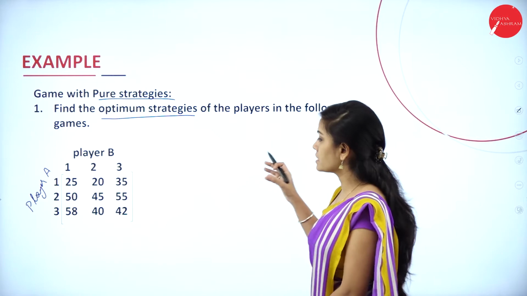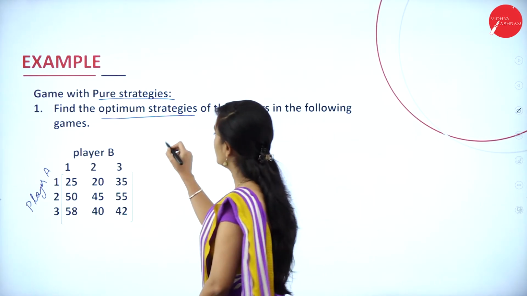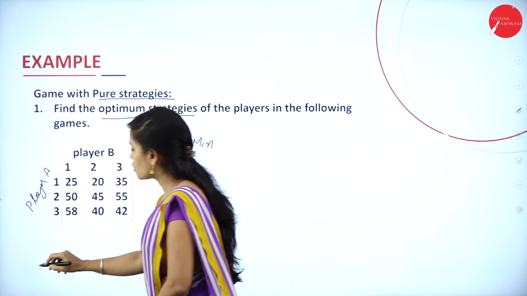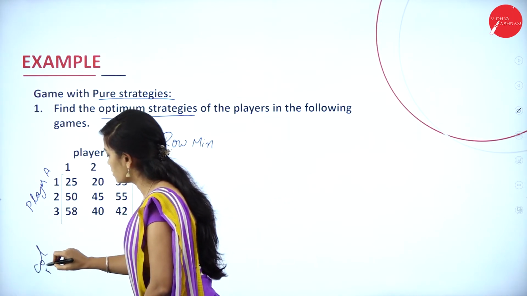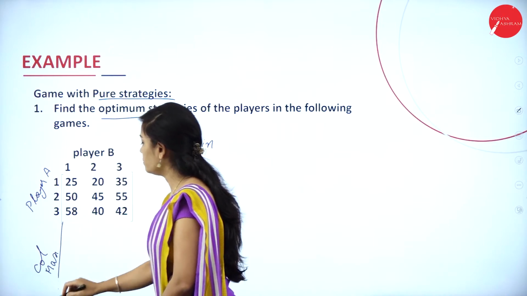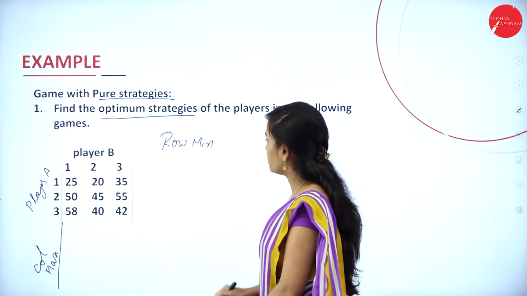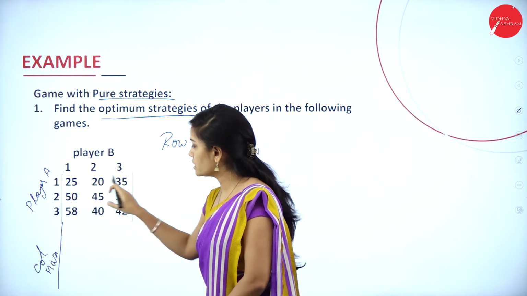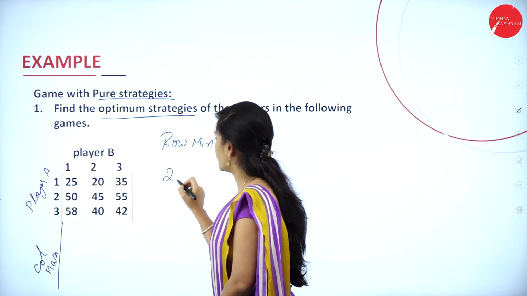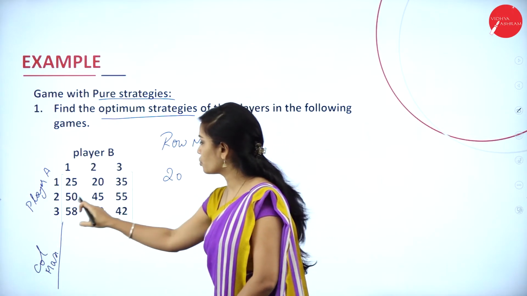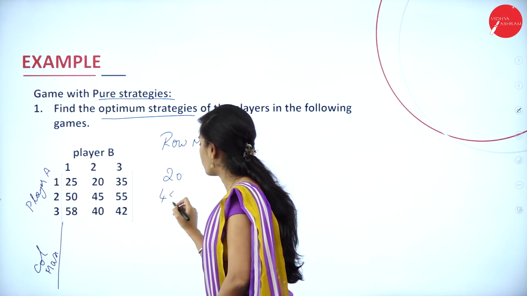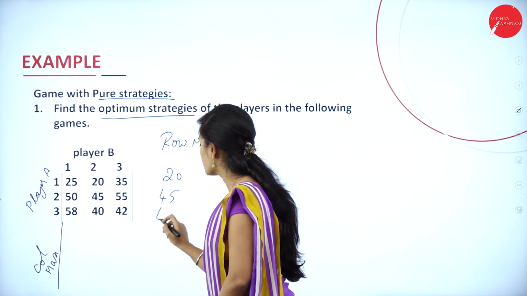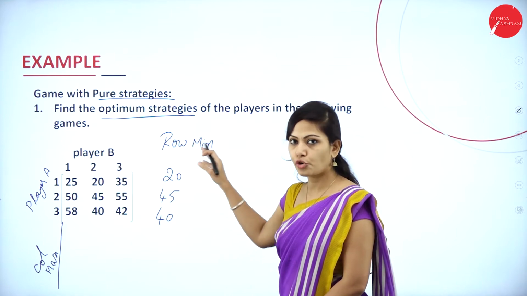For finding the saddle point, first we have to find the row minima and column maxima. How to find the row minima? In the first row, you have to find the least value. In the first row, the least value is 20. In the second row, the least value is 45. And in the third row, the least value is 40. So these are the row minima.